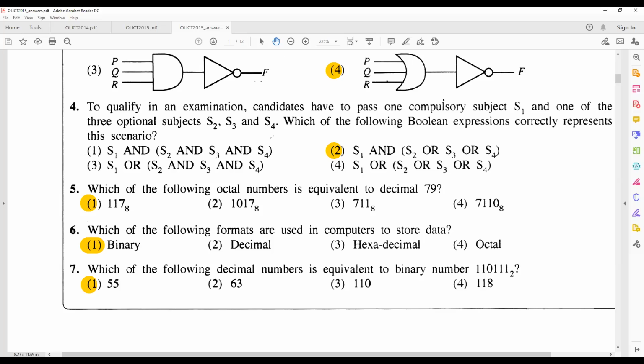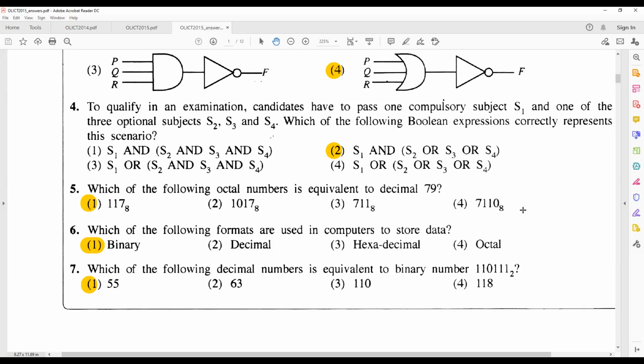Next one is, which of the following octal numbers is equal to decimal 79? Right? Octal number into 79. So we know that the first place values are 1, 8, and 64, then 128. So the four-digit numbers are incorrect. So this one and this one are incorrect anyway.